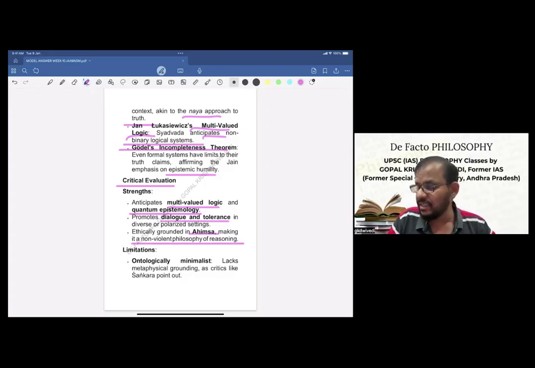Then what are its limitations? Let us see. Ontologically minimalist: this is one important limitation. It lacks metaphysical grounding, as critics like Sankara point out, because Shankaracharya pointed out there is no absolute. Everything is relative here, so this itself is a deficiency in the ontological, that is, metaphysical sense. It lacks metaphysical grounding as there is no absolute available in Jainism.